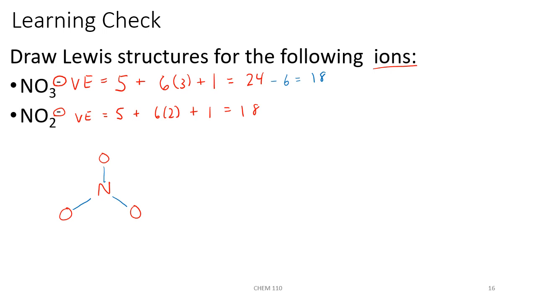Next, complete the octets on the outer atoms. So the outer oxygens, they all believe they have 2. So 4, 6, 8, 4, 6, 8, 4, 6, 8. When we completed the outer octets, that finished using our 18 electrons.